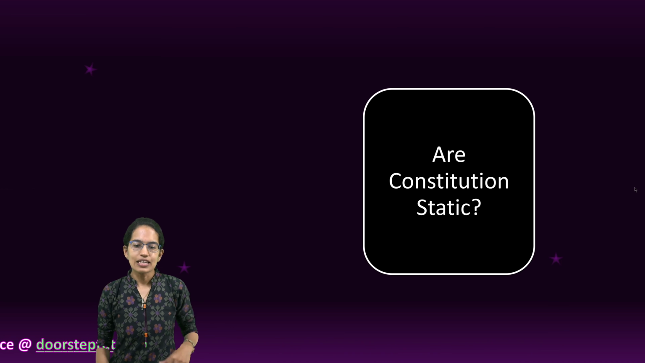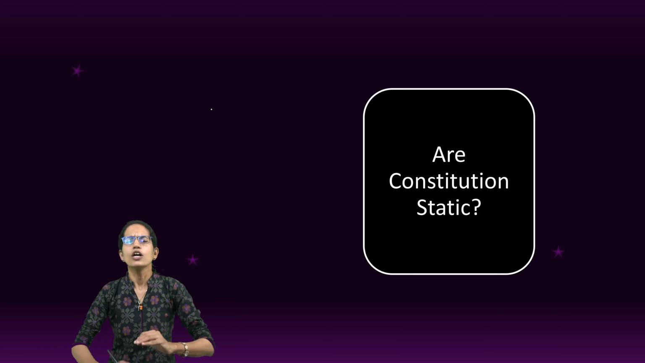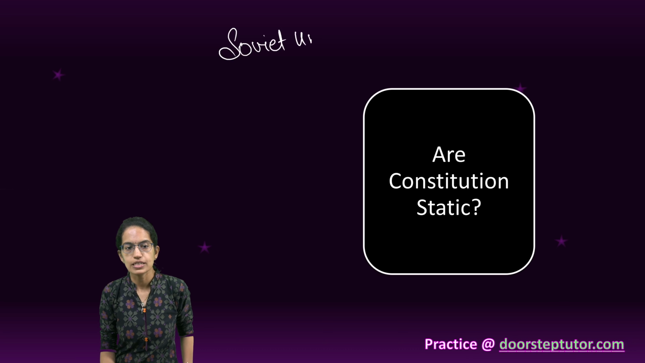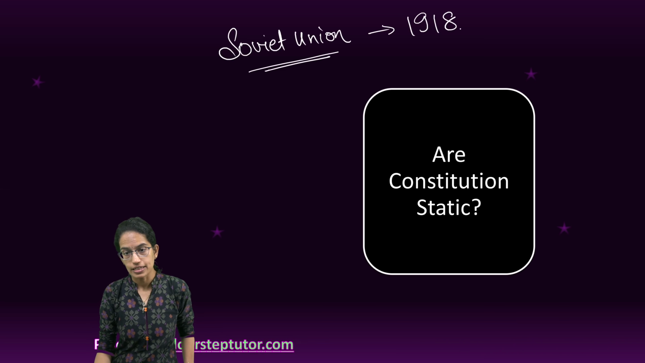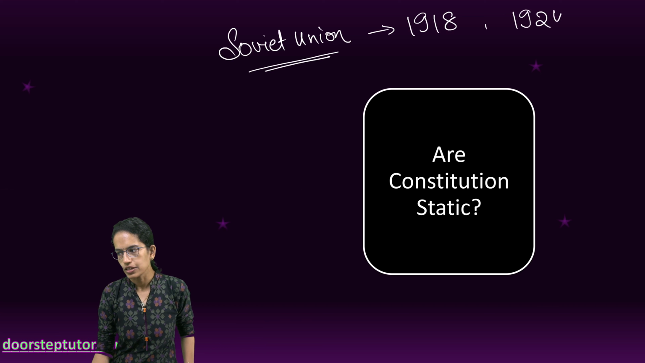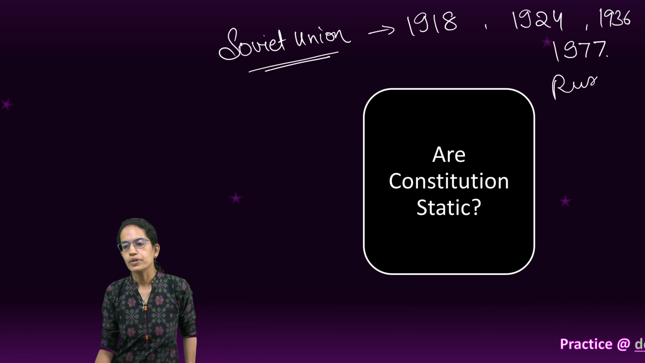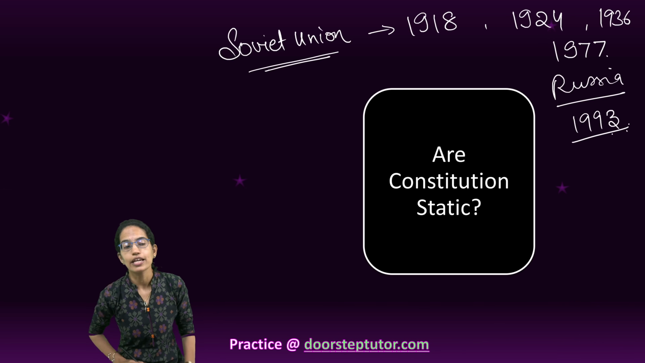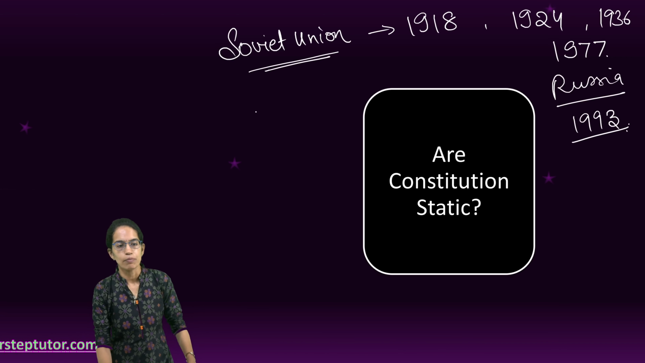Now definitely each country has its own constitution. India has adopted constitutional ideas from a variety of countries. If we talk about countries like the Soviet Union, we'll take some of the classic examples here. The Soviet Union had its constitution in 1918. It had its constitution again in 1924, 36, then 77, and then finally after the collapse of the Soviet Union and the formation of Russia, the new constitution was adopted in 1993. So there have been numerous instances where the constitution has been changed.